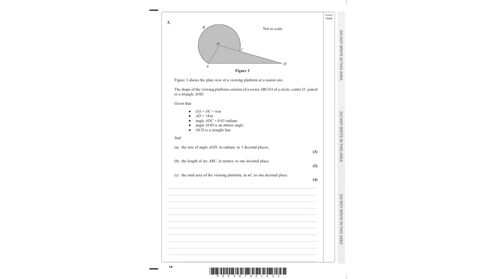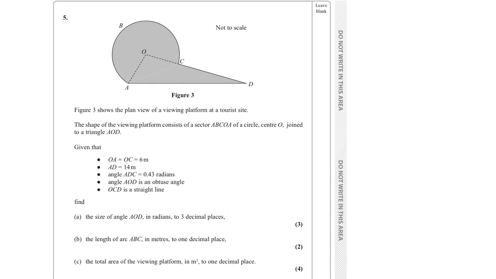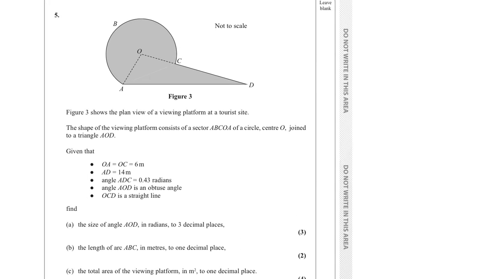Okay, question 5. Now they always have these types of questions, and normally it's always a logo in some weird shape. Okay, so here we go. Figure 3 shows the plan view of a viewing platform at a tourist site. The shape of the viewing platform consists of a sector and a circle. So OA is OC, which is 6. So that is the radius. So the radius is 6. AD is 14. ADC is here. That's 0.43 radians.